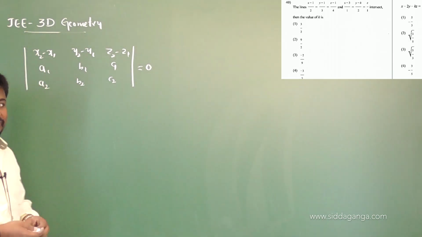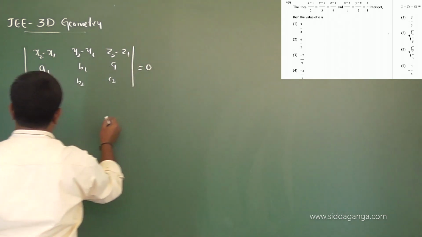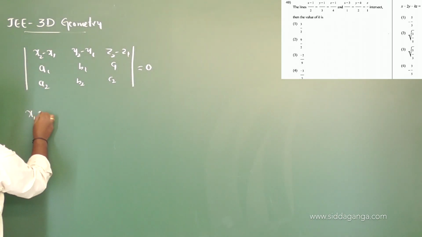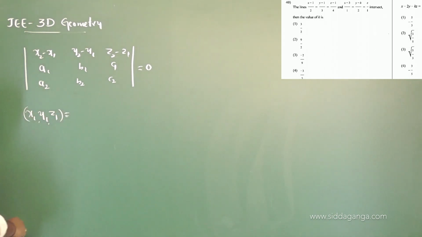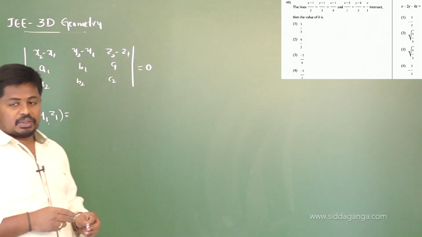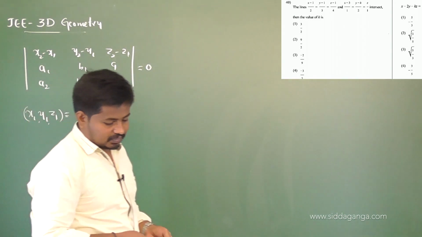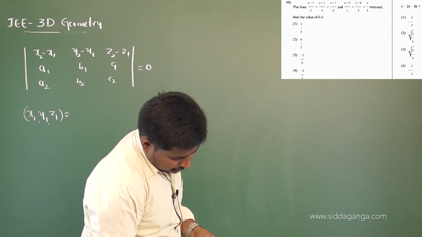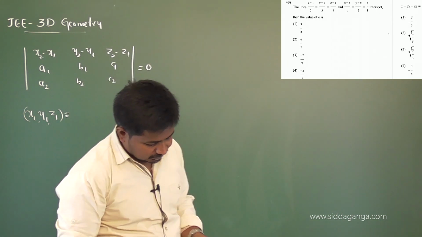So, now what are x1, y1, z1? From the first line, x1, y1, z1 are given by the point through which the first line passes, so you mean 1, 1, 1 I think, right? Right? So, x minus 1, that is y plus 1 I think.